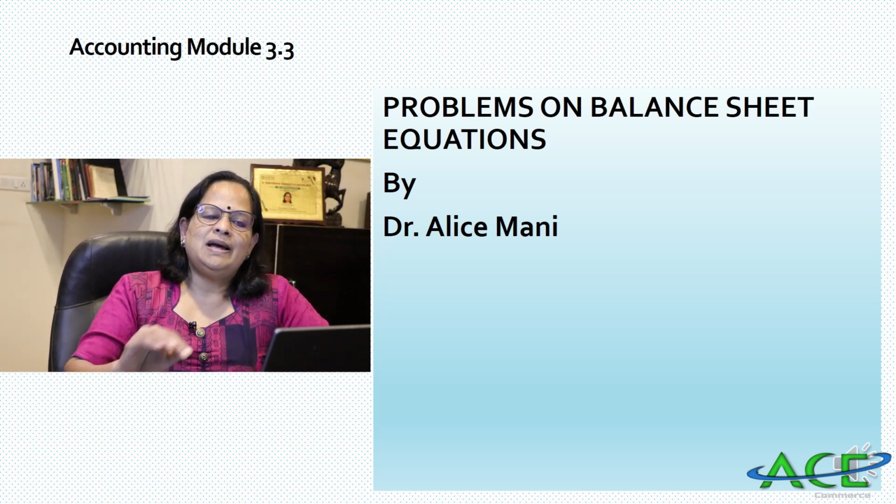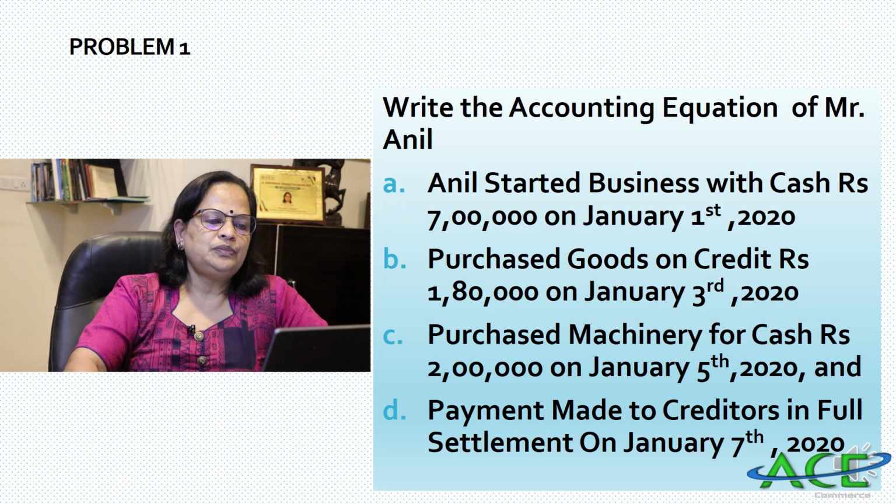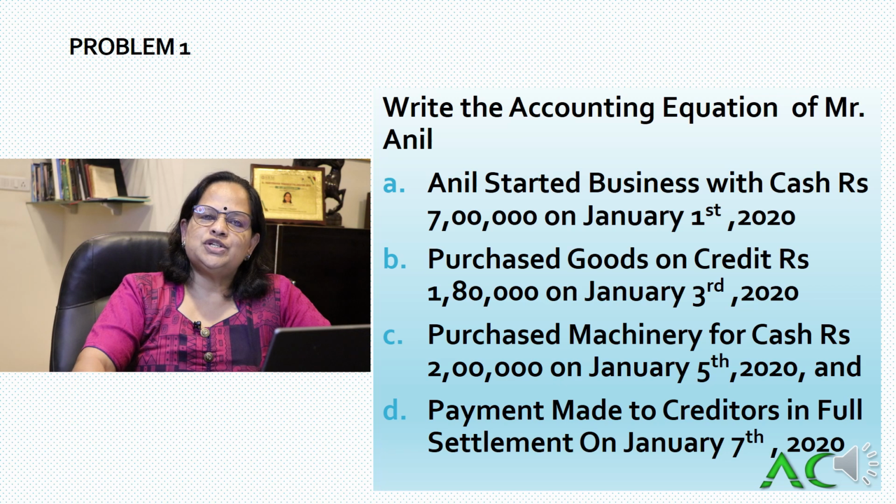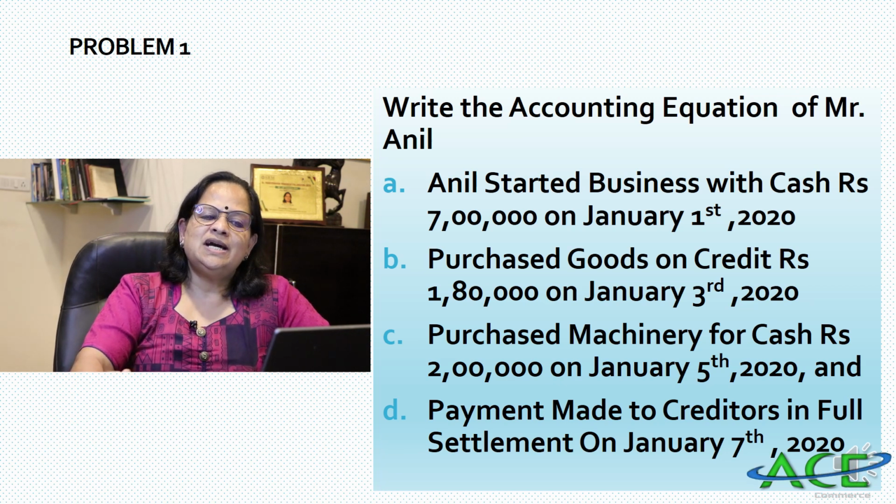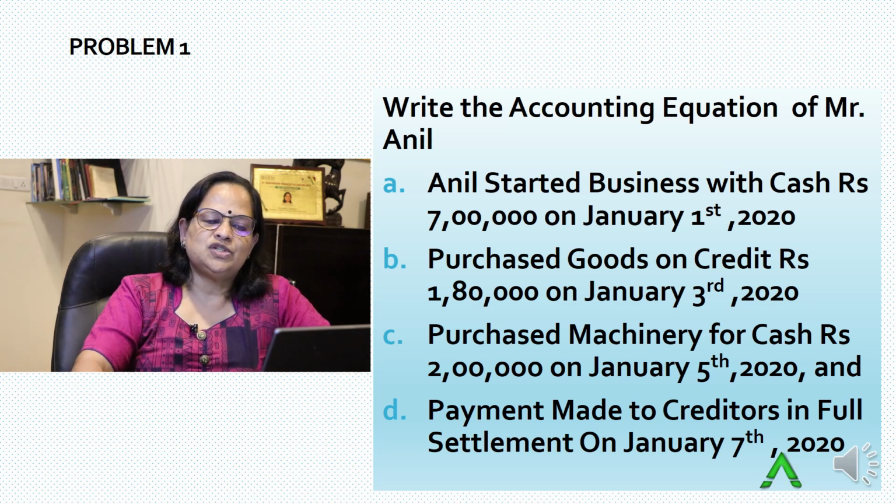So the first problem I am going to explain with 4 subdivisions. First one: write the accounting equation of Mr. Anil. First transaction, Anil started business with cash rupees 7 lakh on 1st January 2020. Second transaction, purchase goods on credit worth rupees 1,80,000 on January 3rd 2020. Third, purchase machinery for cash 2 lakhs on January 5th 2020. And fourth one is payment made to creditors in full settlement on January 7, 2020. So we will see how it will change the accounting equation and we will show the balance sheet also.